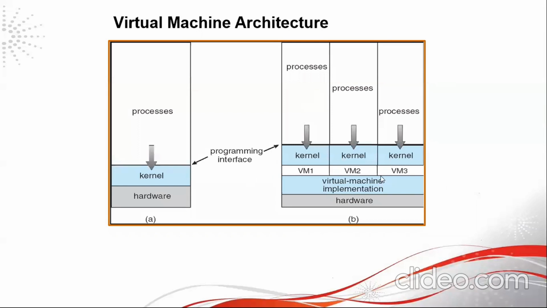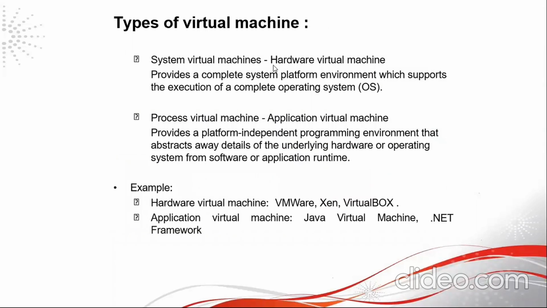Okay, and in this there are two types that I have explained. That is the system virtual machine, which consists of all the platform, hardware and complete OS platform. In the second one, the process virtual machine, only software is there. No underlying hardware is known to the user. So that is a process virtual machine. Okay, these are the examples.